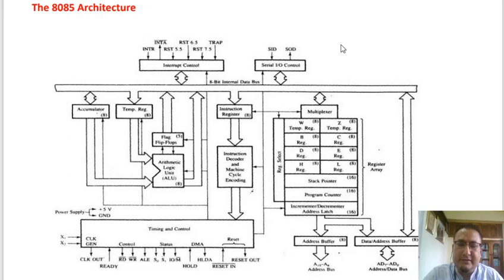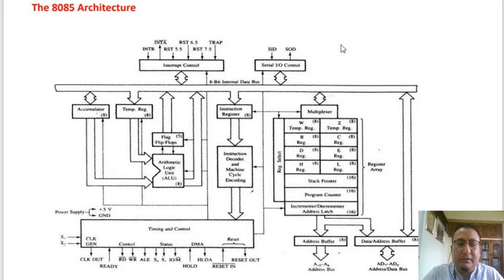We have multiplexer. We have a pair of temporary registers. We have six general purpose registers B, C, D, E, H, L. We have stack pointer. We have program counter. We have increment decrement address latch. We have address buffer, and we have data address buffer.